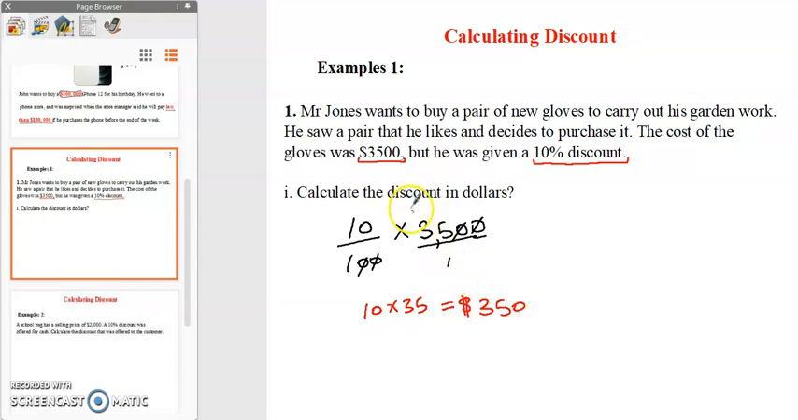So the discount in dollars for this item, if he is given a 10% discount, would be $350. So in this case, they would actually take $350, sorry, from the original price, $3,500. So let's move on to the next example now.